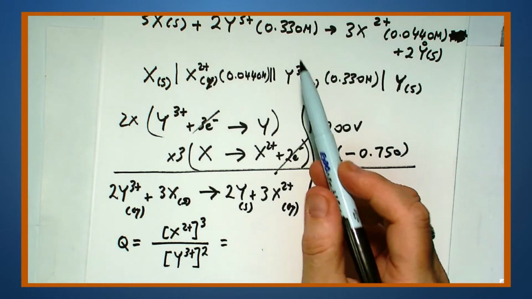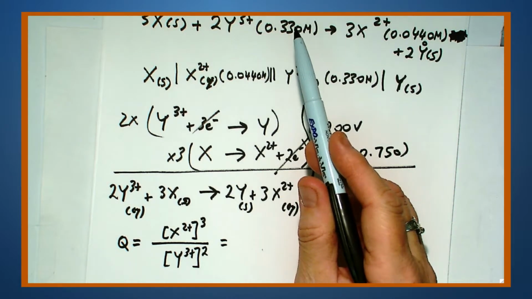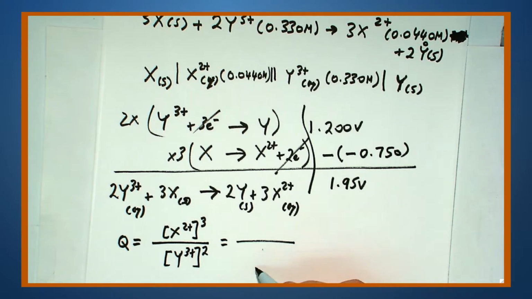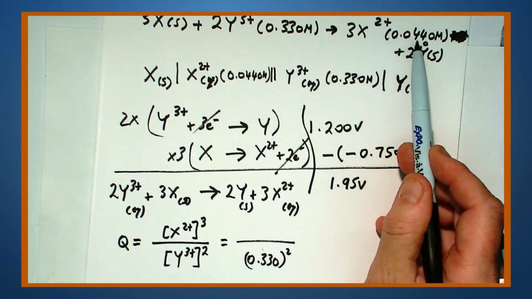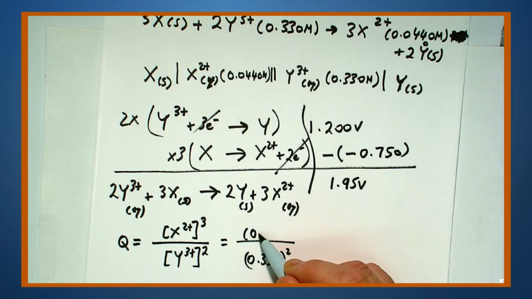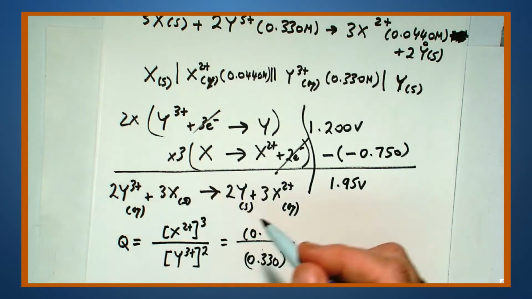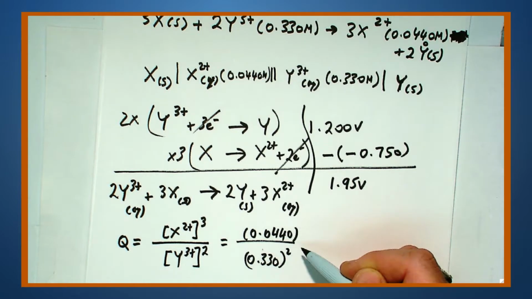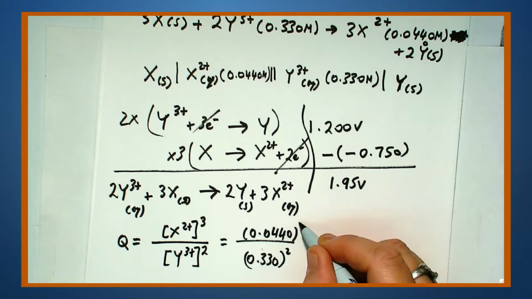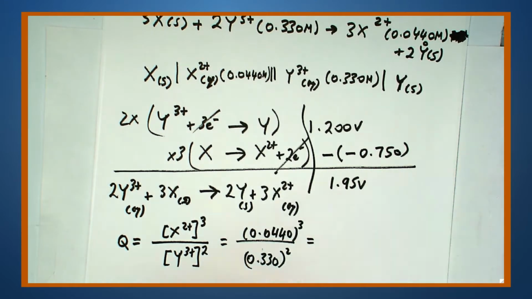If we go up to the top, we can see that Y3 plus is 0.33 molar. So, okay, 0.33, and that one's squared. And then our X2 plus was 0.0440. I'm double checking. Yep, 0.0440. Not writing molar because remember they'd both be divided by the 1 molar standard concentration. So we don't have any units now. That's why you can put pressures in, because the pressures will be divided by the standard pressure of 1 atmosphere.